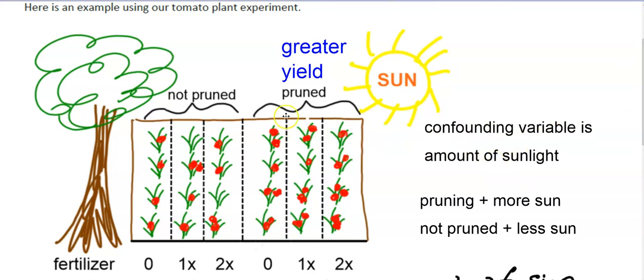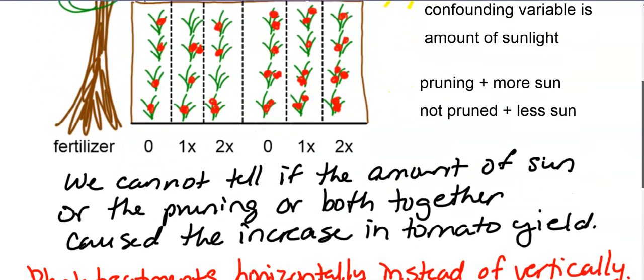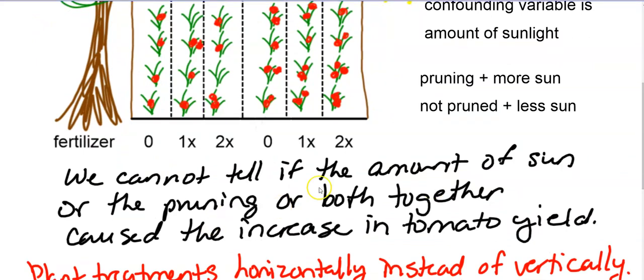The way that the explanatory variable of pruning is tied to the confounding variable amount of sunlight is that pruning is associated with more sun and not pruning is associated with less sun. You can't separate the two, so we can't tell whether it was the pruning or the sun that actually caused the increase. So this is the issue. We cannot tell if the amount of sun or the pruning or both together caused the increase in tomato yield.